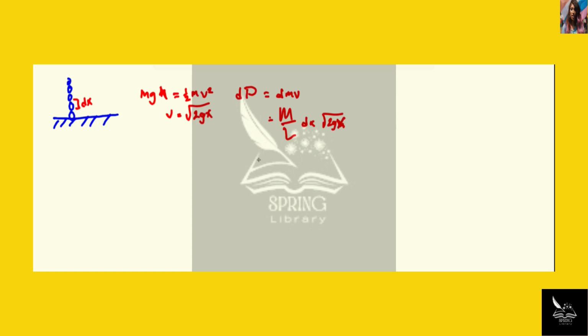Which means that the force exerted is going to be dp/dt, or change in momentum with respect to time. So it will be m over L dx/dt times the square root of 2gx, like so.